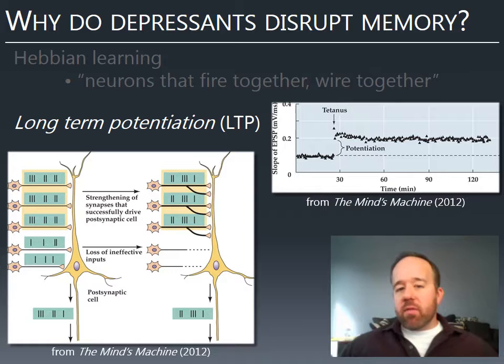You've decreased the level of activity in the nervous system. And so you don't get that memory formation. You don't get that association between neuron 1 and neuron 2. And so it's thought that's why depressants disrupt memories. They decrease the activity level in the brain, so they decrease the likelihood that neurons will fire together and form memories, form associations between neurons.